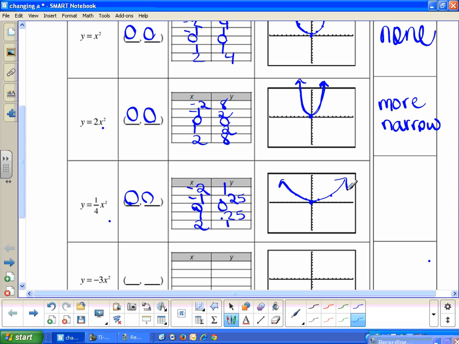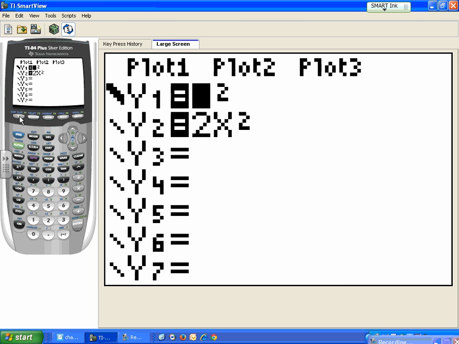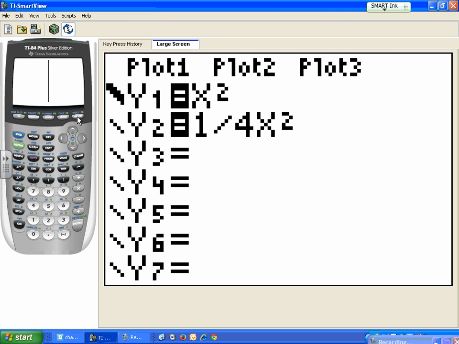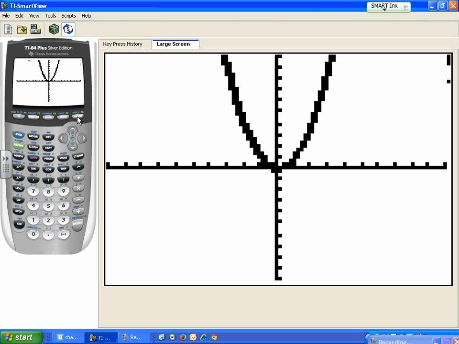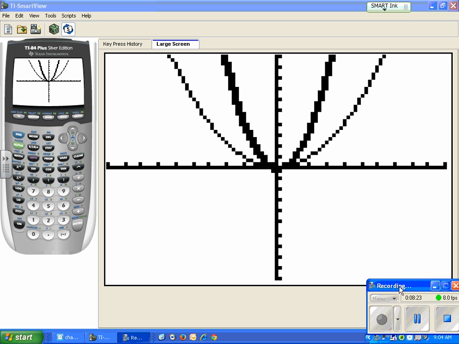But what happens to your graph? It's wider because it's going up slowly, more slowly than the other one. So this is wider. I can look at this on my calculator. I'm going to keep y equals x squared, but I'm going to change this to 1/4 x squared. And look at it. There's my original. And there's the second. Okay, so we can see a comparison that it should make it wider or it should make it more narrow.